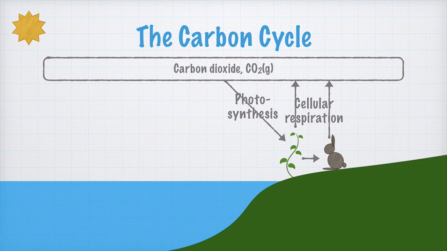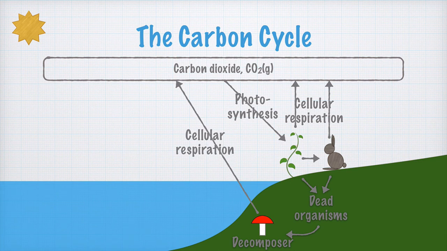Plants and animals, they die. And when they die, they are broken down by decomposers, in this case represented by a small mushroom. And when the mushroom makes use of the energy stored in the dead organism, it is once again through cellular respiration that carbon dioxide is returned to the atmosphere.